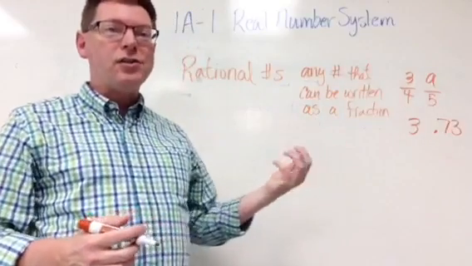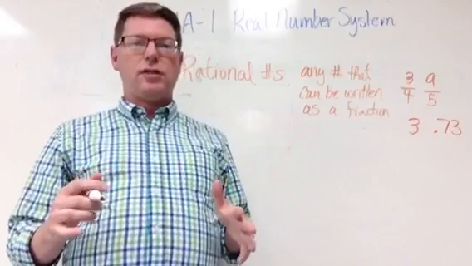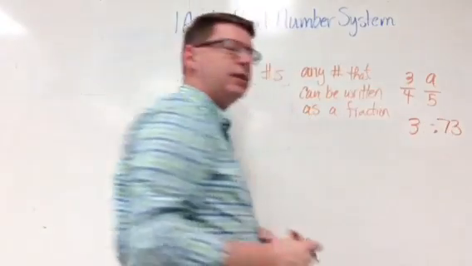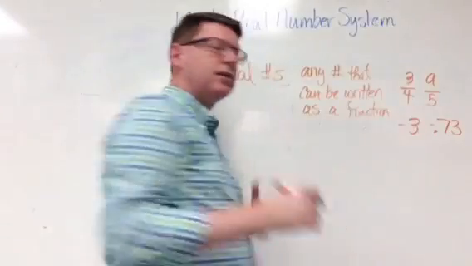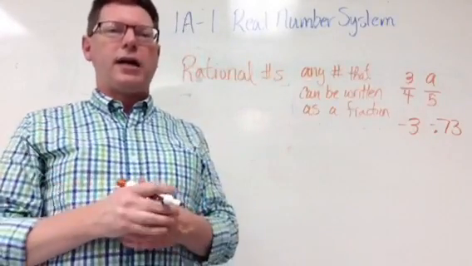Okay? I can also make any of those negative. Okay? Negatives can be rational as well. So I could put a negative on any of those, but let's just say negative 0.73 and negative 3, because all of those can still be written as a fraction, so that makes them rational.